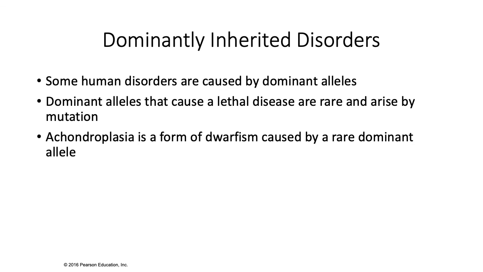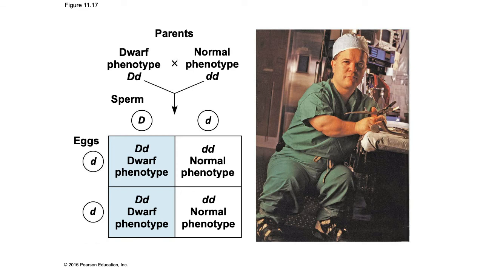One dominantly inherited genetic condition in humans is achondroplasia. Achondroplasia is a form of dwarfism. The individual on the right has achondroplasia. People with achondroplasia have an average height of about 4 feet, and achondroplasia is characterized by shortened arms and legs. Peter Dinklage, who played Tyrion on Game of Thrones, is another individual with achondroplasia.